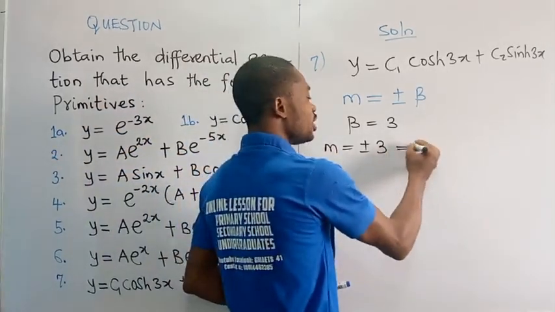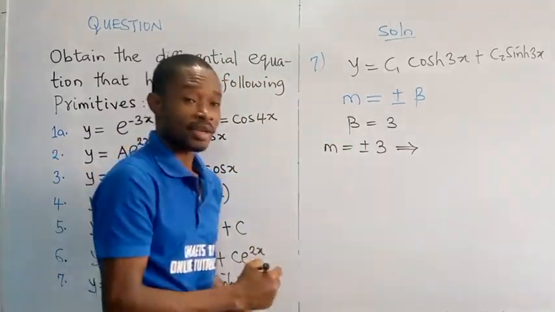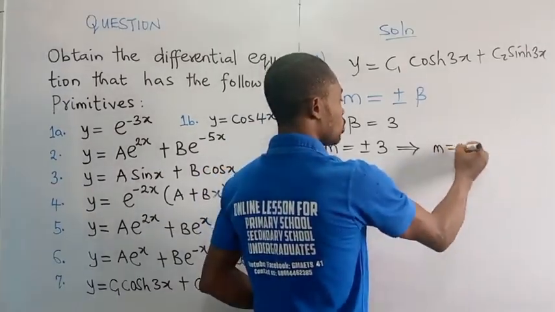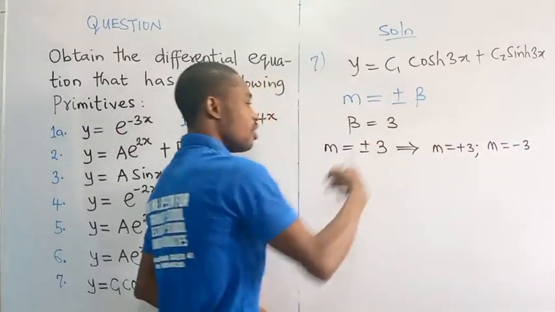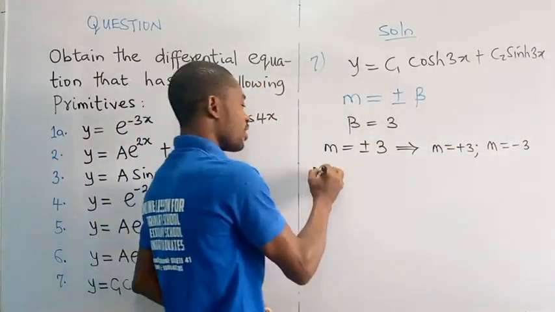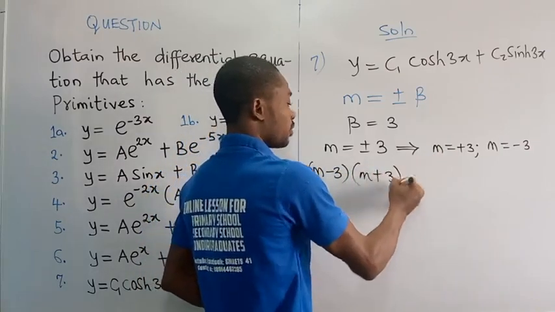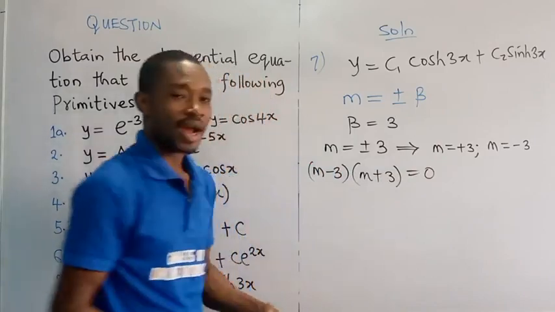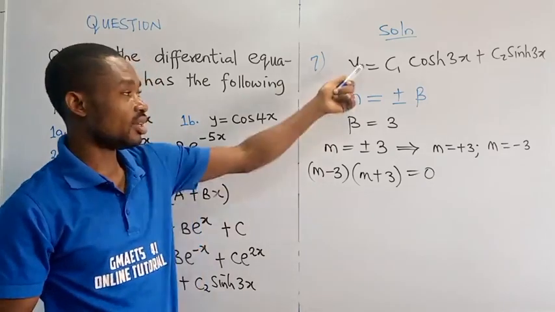We can split this thing into the 2 parts of each solution because you see you have plus and minus. So this is going to be m equal to positive 3, and then we have m equal to negative 3. Moving the numbers to m, we have m minus 3 from the first guy, and then bracket m plus 3 from the second guy equates to 0, expand. And then you get the differential equation that has this primitive.